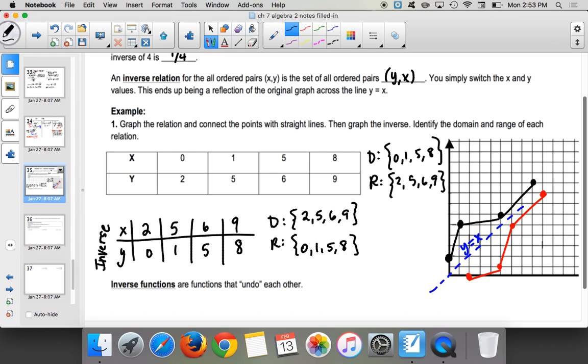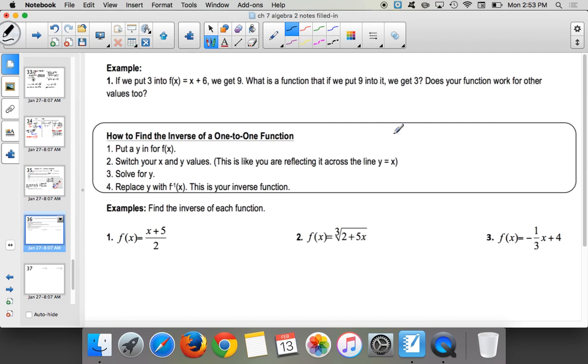Inverse functions are functions that undo each other. Often when you see multiply by 3, its inverse is going to involve divide by 3. If you see adding 2, the inverse is going to involve subtracting 2, and so on. In this first example, we have the function f of x equals x plus 6. If we put in 3, we get 9. If we put in 4, we get 10. If I put in 5, I get 5.